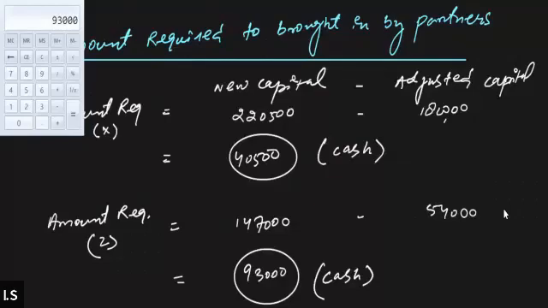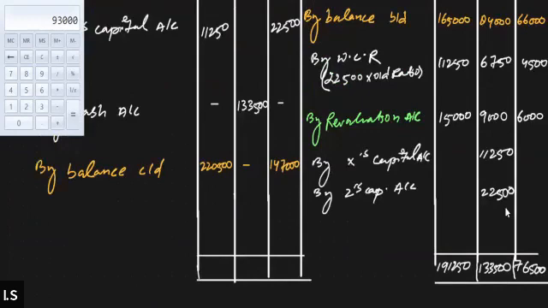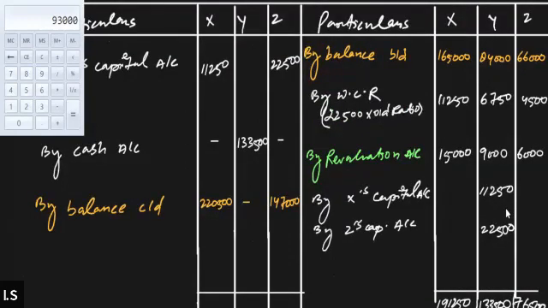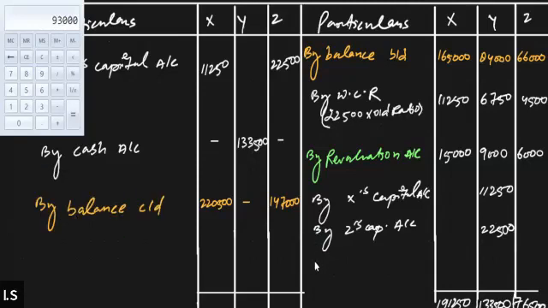So we'll go to the partner's capital account and just remember these values, 40,500 and 93,000. Since both the partners have to contribute this amount, they will have to bring in sufficient cash. So they will further introduce by cash. X will have to contribute 40,500, right? And Z will have to contribute 93,000. Right, everyone? Is this clear?